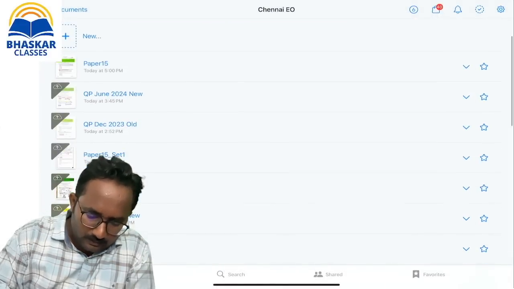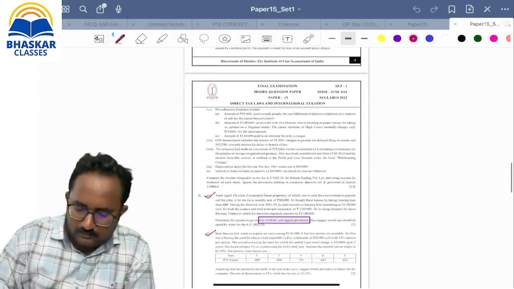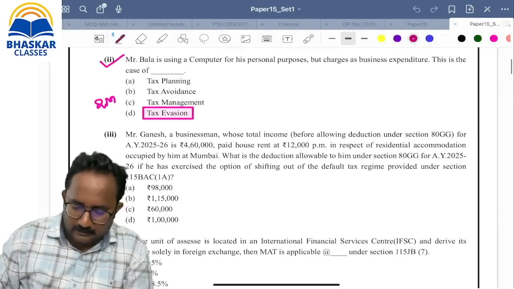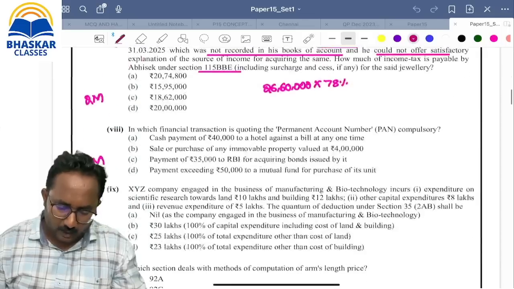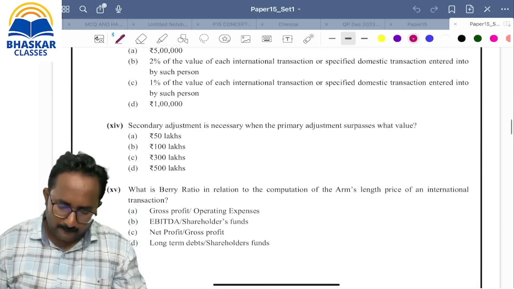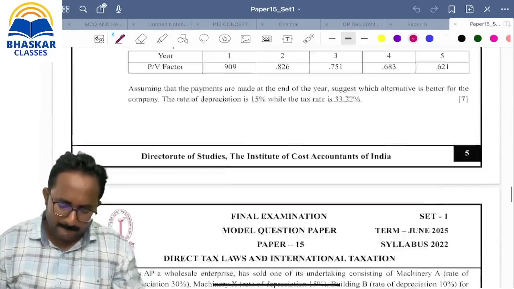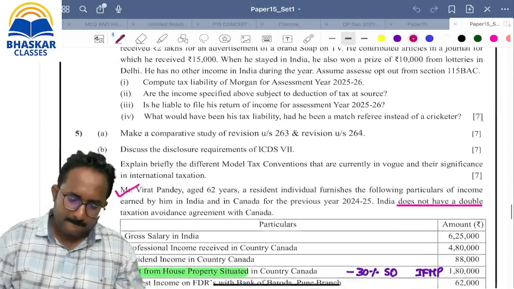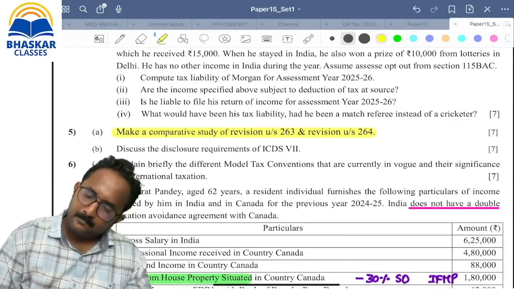What is the question we have? So now appeals are also over, tax planning also over. Appeals related, what is the question they have given, we can check it out. Can you do the comparative study?